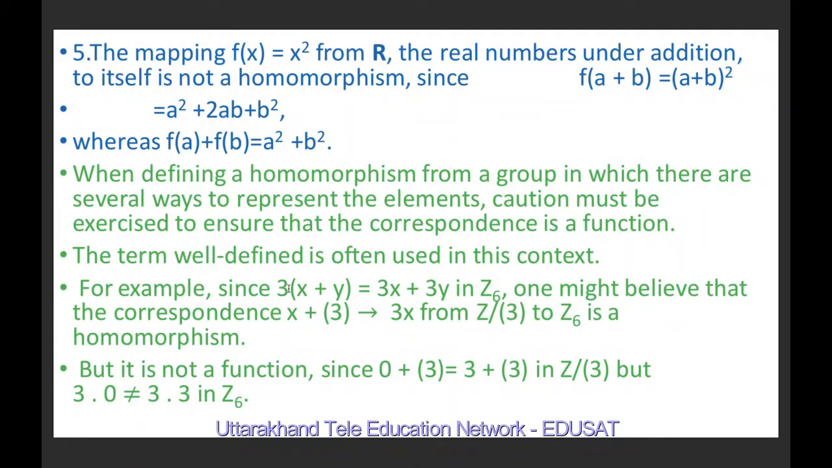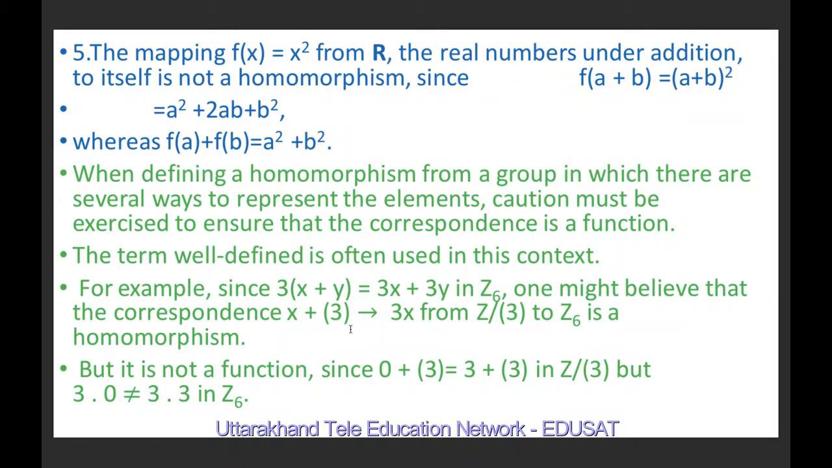For example, since 3(x + y) = 3x + 3y in Z6, where Z6 means the set consisting of elements 0, 1, 2, 3, 4 and 5, one might believe that the corresponding map x + 3Z to 3x from Z/3Z to Z6 is a homomorphism. But it is not a homomorphism because it is not a function.